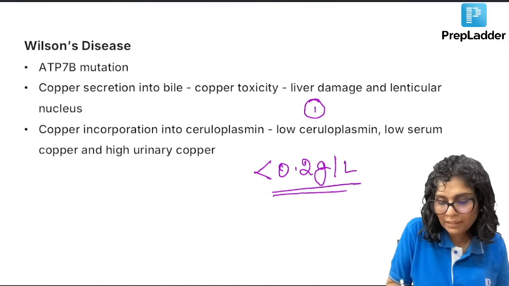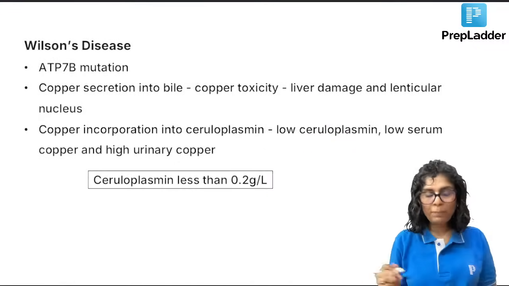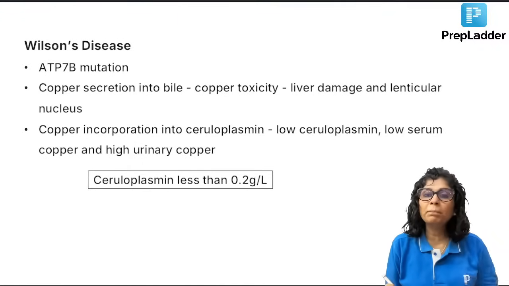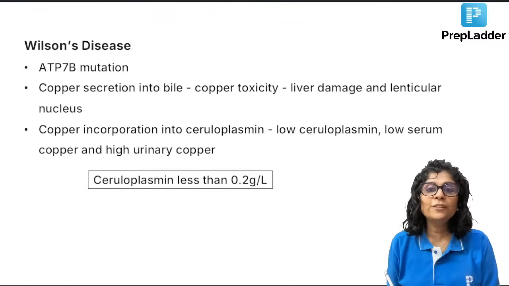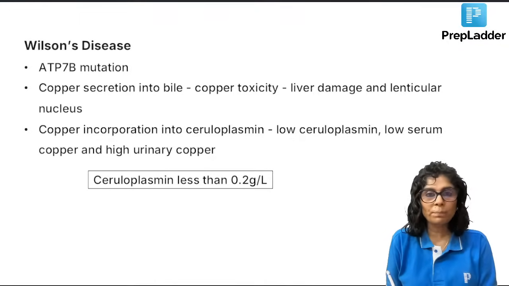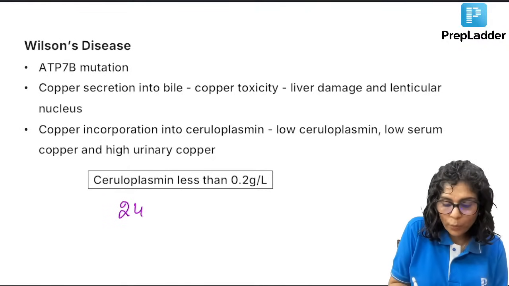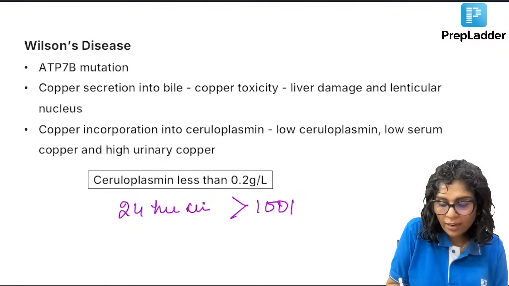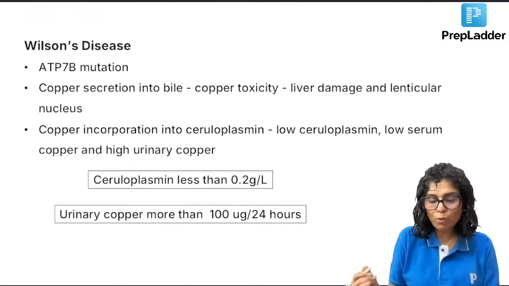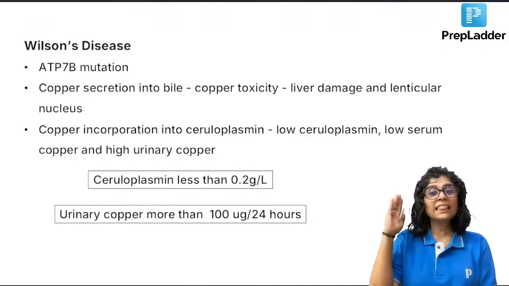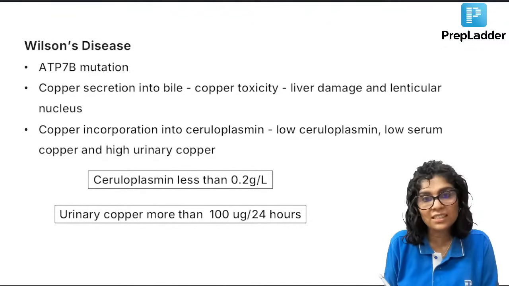All of you remember the value? Low ceruloplasmin, less than 0.2 gram per liter in the serum. Second investigation, you can ask for urinary copper. If 24 hours urinary copper is more than 100 microgram, then that is Wilson's disease.